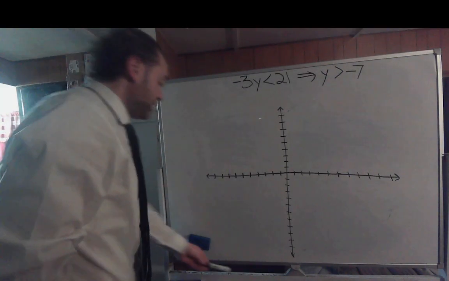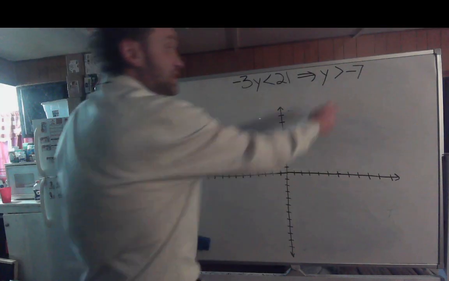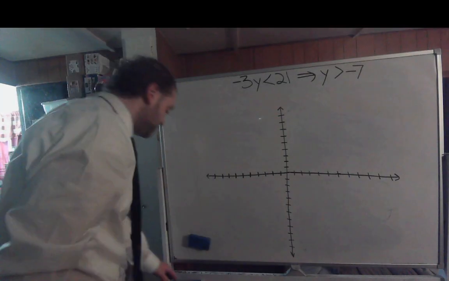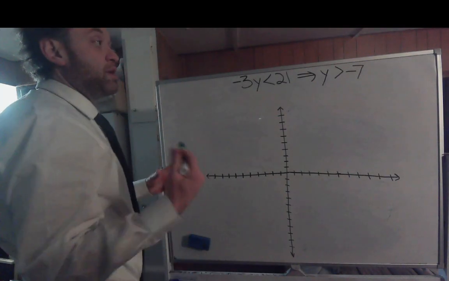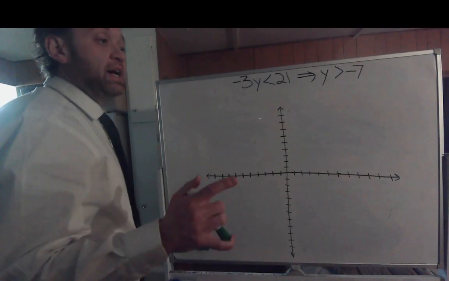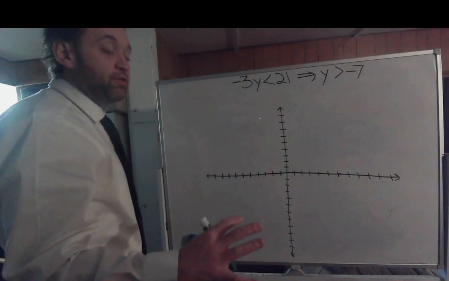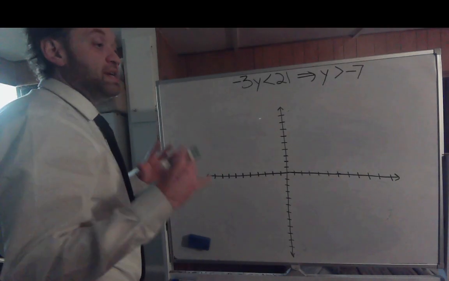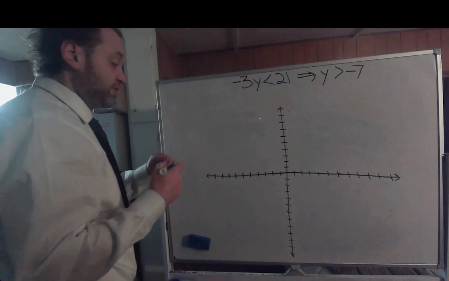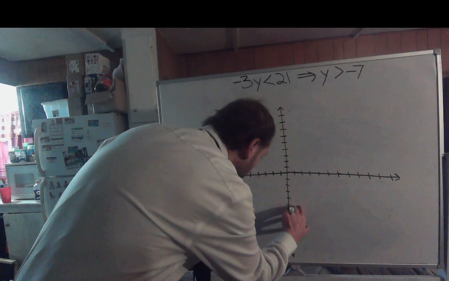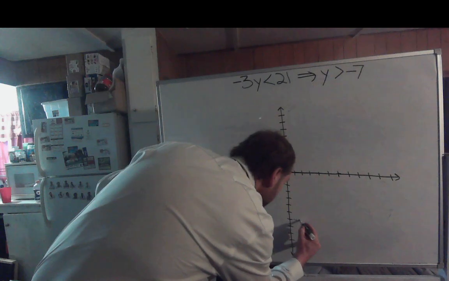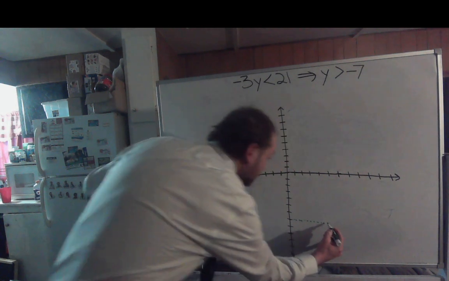So now we're going to graph that. Now this has no equal to component. It's just simply greater than negative 7. So through the line y equals negative 7, you're going to draw a dotted line since it's only greater than and not equal to. You'll draw a dotted line to denote that y equals negative 7 is not part of your solution. So let's draw a line through y equals negative 7, a dotted line at that.